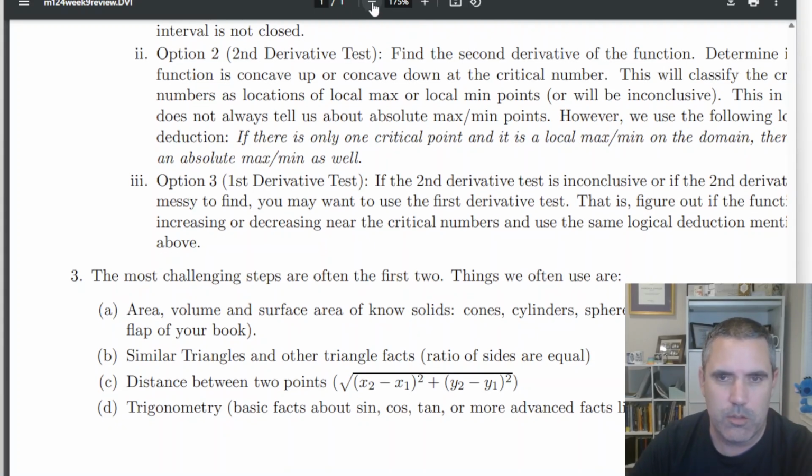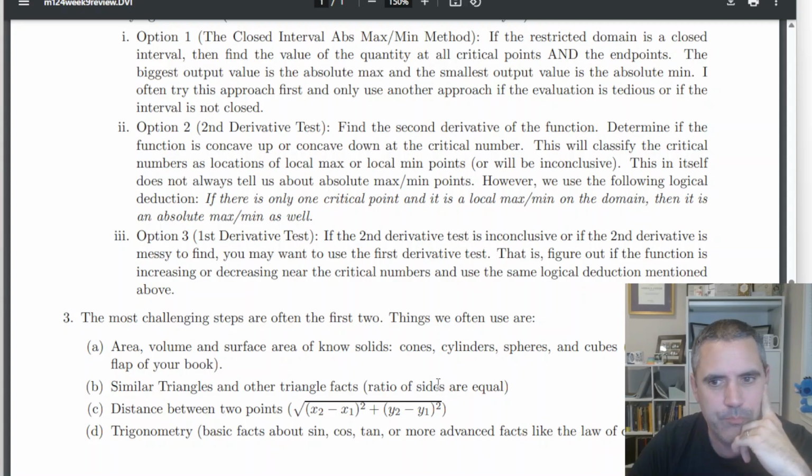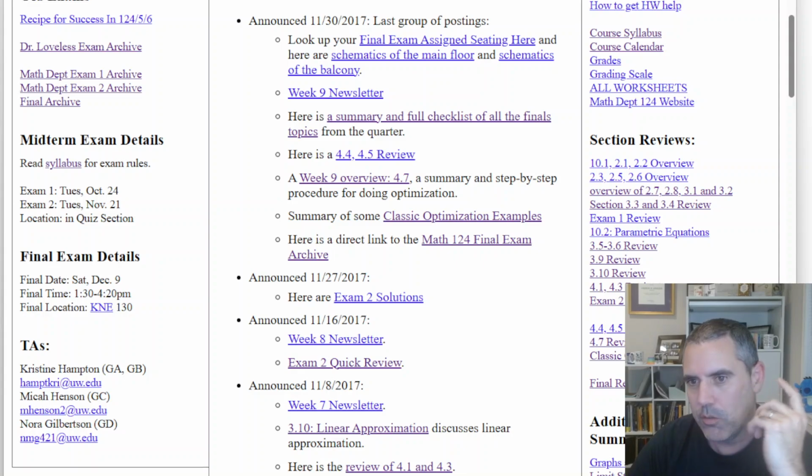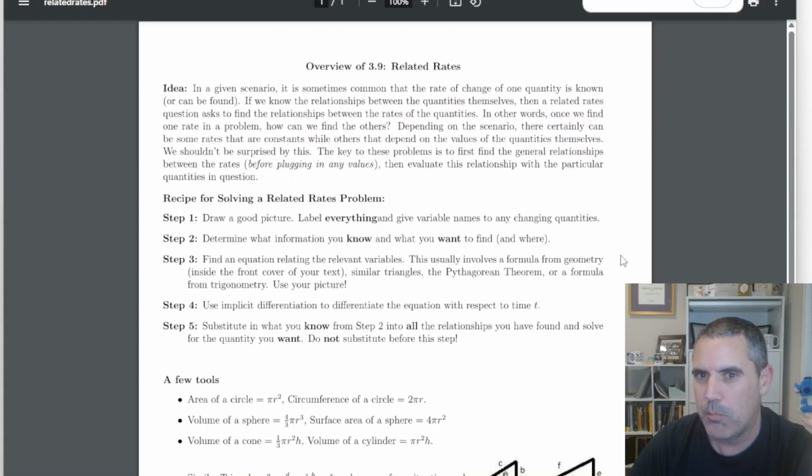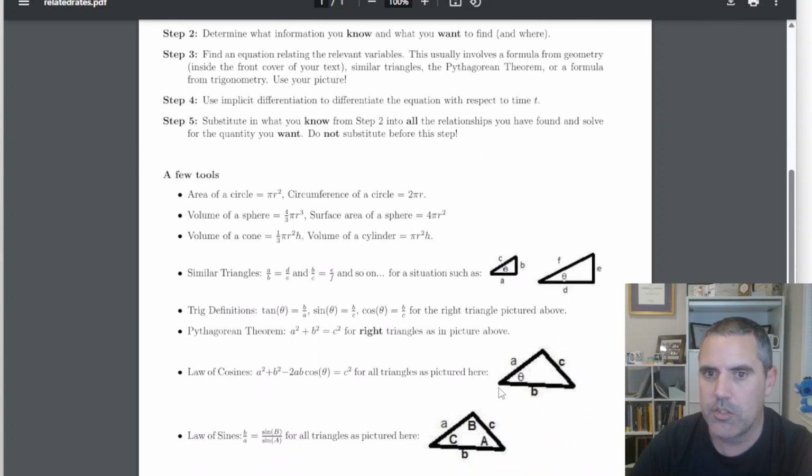Beyond that, we still need to know the same things you've been using all term, your areas, your volumes. A good place for that, I usually don't hand that out again because I hand it out as part of my related rates section. So in my related rates, I have this here, basically the tools we use.